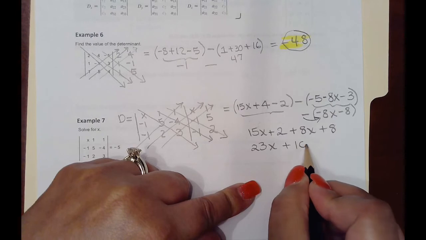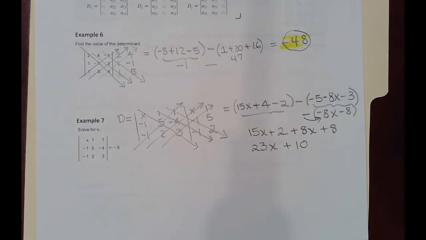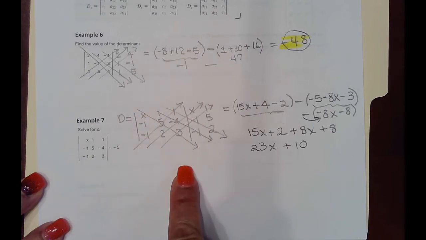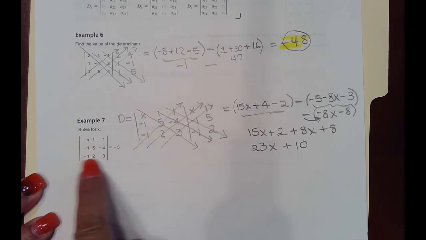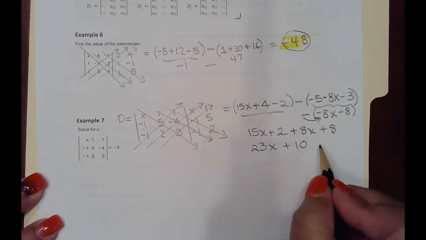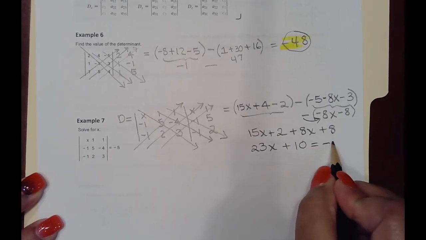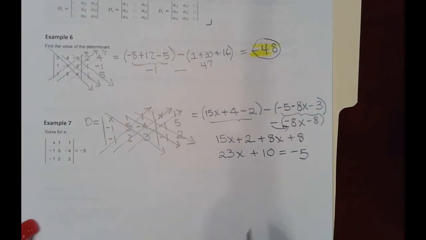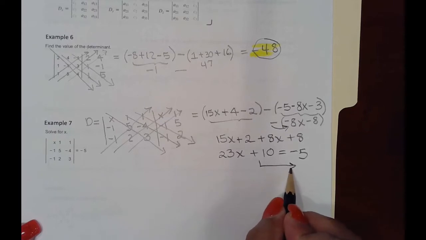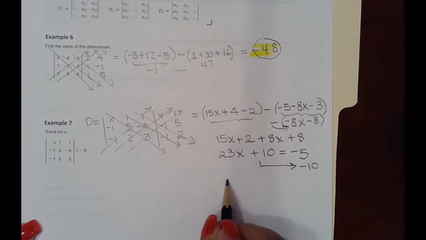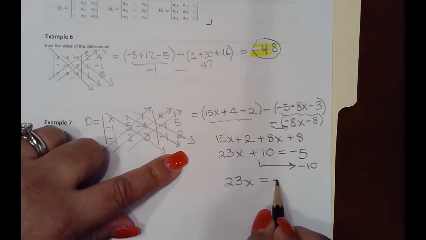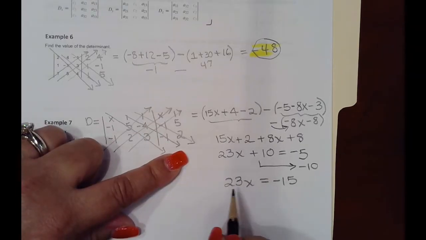Okay, so finally we have gone as far as we can with calculating the value of this determinant. So they're saying that this determinant, whatever the value happens to be, is equal to -5. So now we drag in that -5. We end up with an equation. This can be brought over here as -10. We have 23x is equal to -15.